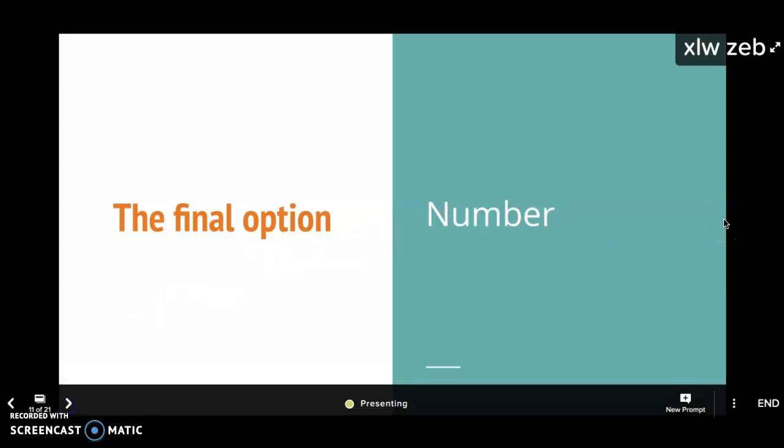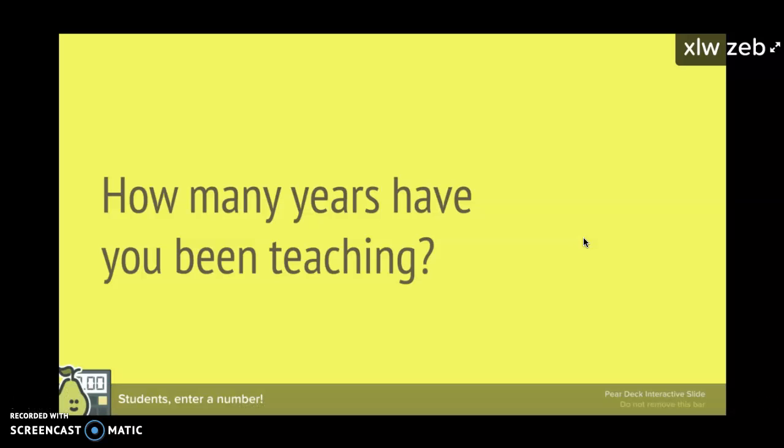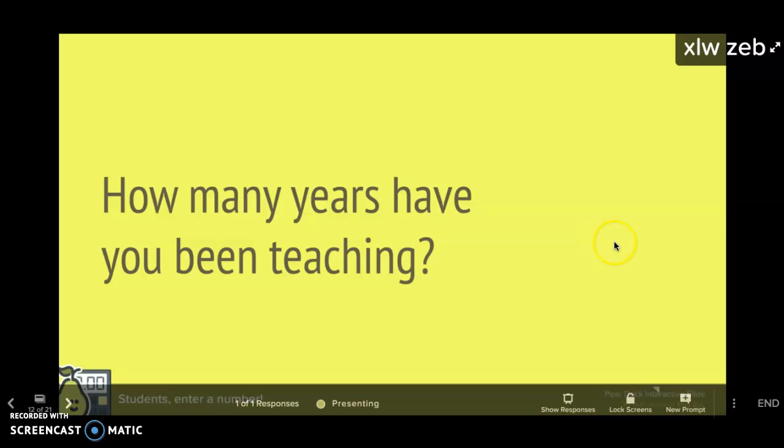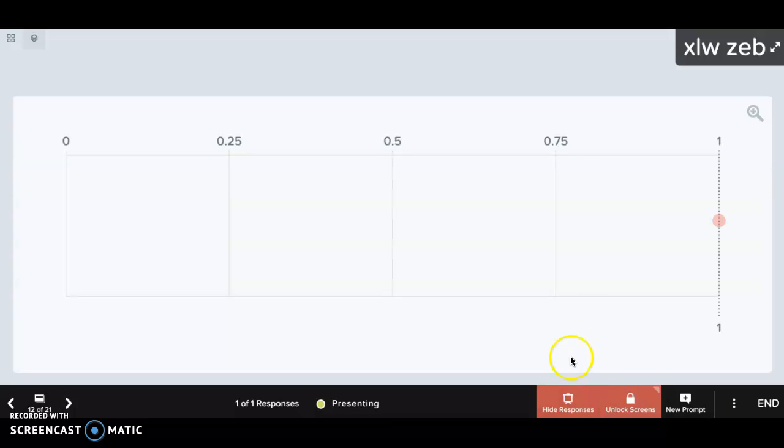The final option is number. Again, this would be a great option if you were in a math class to incorporate Pear Deck. How many years have you been teaching? Again, hit that bottom answer question, type in your number, hit done. I will lock my responses, I'll show my responses, and we can see that the median, or the one where it's getting answered most, would be 1. And so as we add more and more numbers, you can see the scale or the ranges of numbers and where people are at.